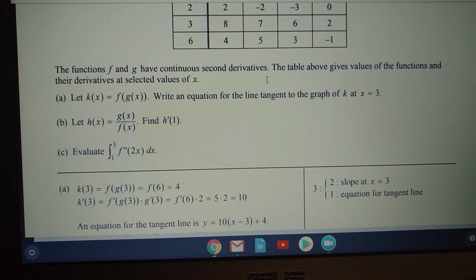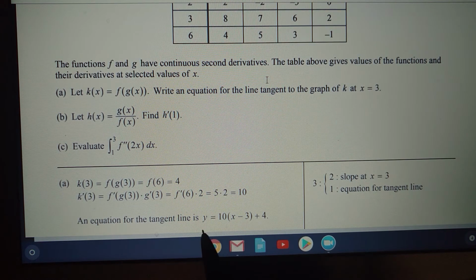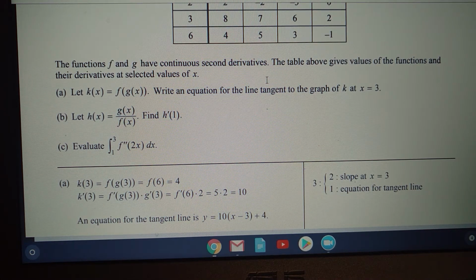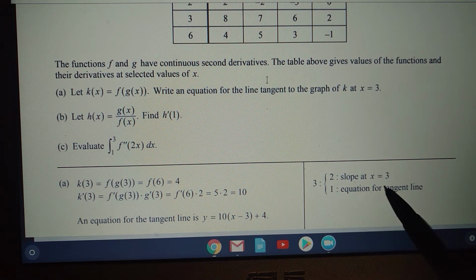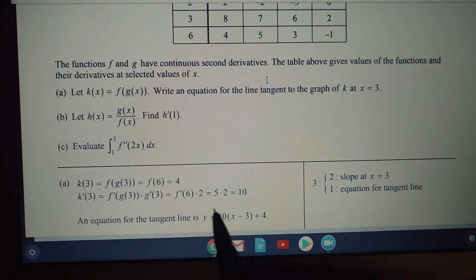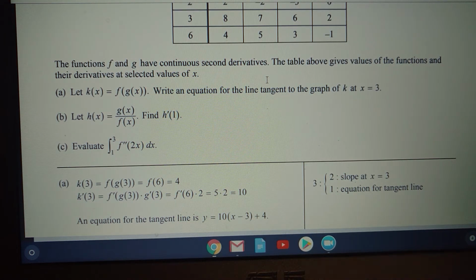So the equation for my tangent line is going to be y minus 4 equals 10 times (x minus 3). Or you could also write it as y equals 10x minus 26. That would also work. So you get 2 points for getting that slope at 3, and then 1 for your tangent line.